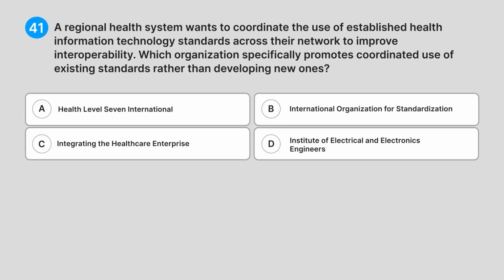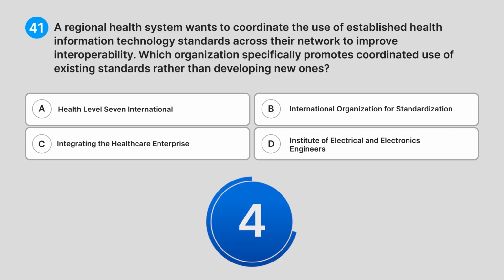41. A regional health system wants to coordinate the use of established health information technology standards across their network to improve interoperability. Which organisation specifically promotes coordinated use of existing standards rather than developing new ones? A. Health Level 7, International. B. International Organisation for Standardisation. C. Integrating the Healthcare Enterprise. D. Institute of Electrical and Electronics Engineers. Can you guess the answer?